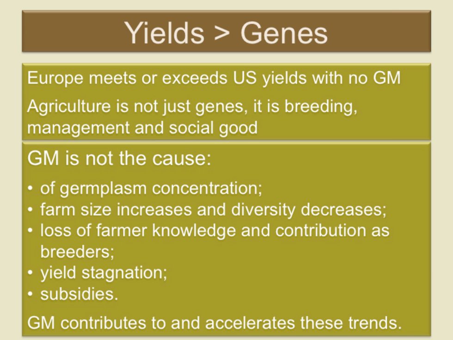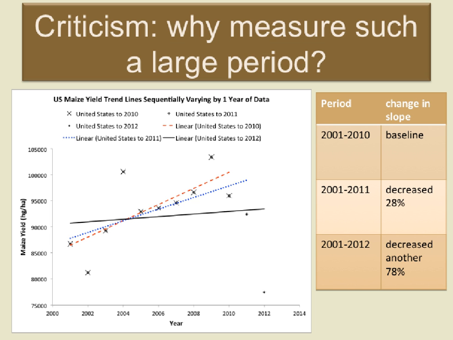GM is not the cause. Our analysis does not say that GM is the cause of all of these relative problems compared to Western Europe. However, GM is a sympathetic technology in that it can be an accelerant to these trends, these innovation trends, that result in the outcomes we see in the United States.